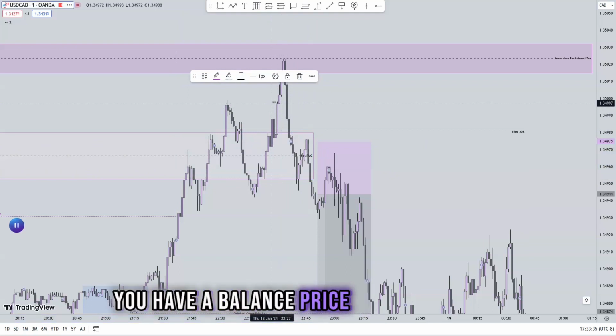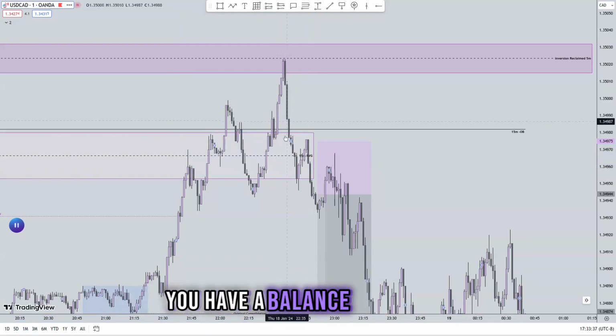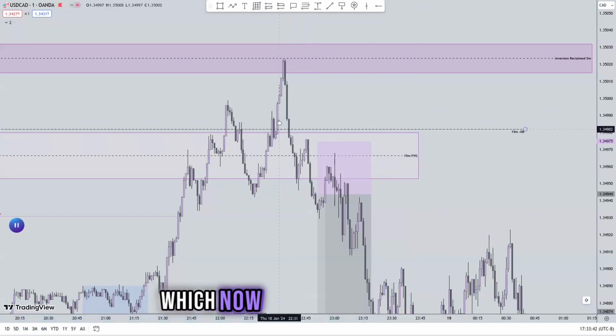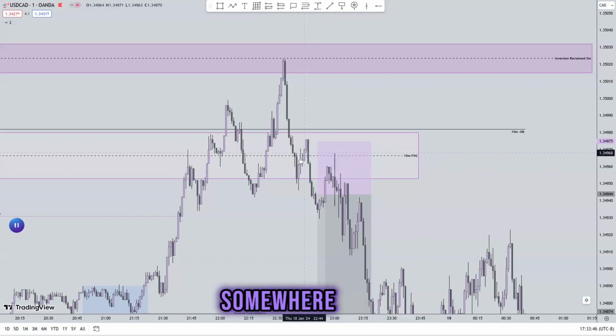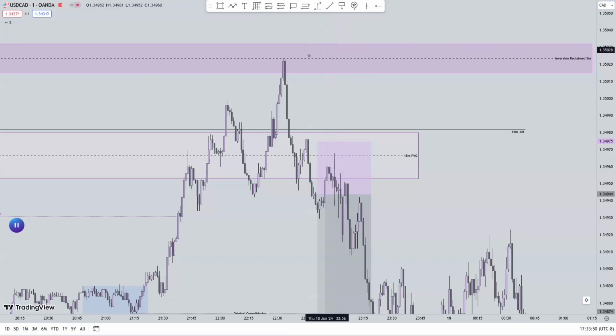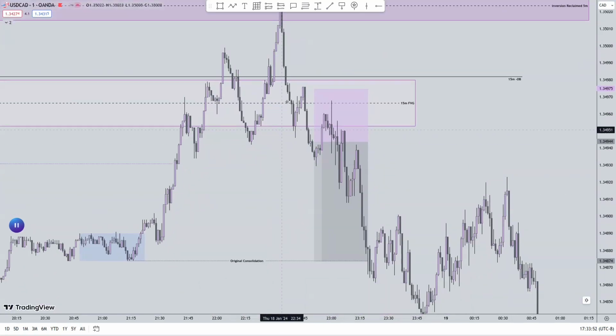First of all, you have a balanced price range right here. You have a balanced price range. Also, where it came below the fair value gap, which now becomes an inversion. So if you wanted to, you could have sold in here, somewhere in here, or at least at the 50%, and have your stop loss above the smart money reversal.